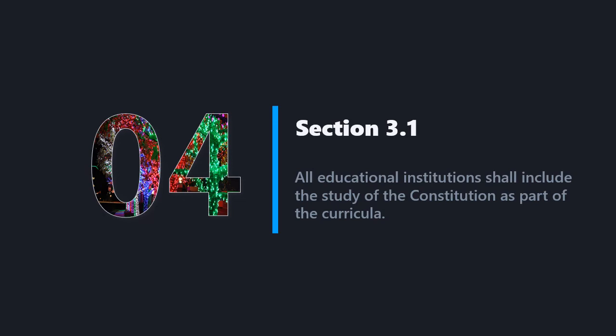Section 3.1 All educational institutions shall include the study of the Constitution as part of the curricula, so that children must have an exposure to the provisions of the Constitution so that they will be conscious of their obligations, of what they should do, and of what they should not do.